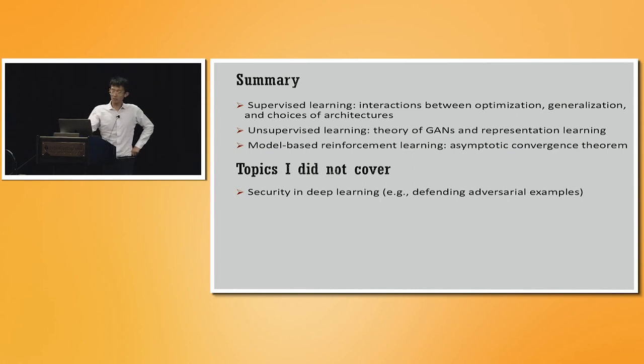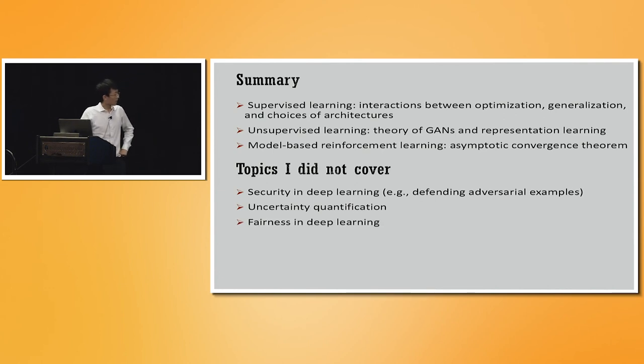There are some topics I didn't have time to cover. So security in deep learning, especially defending against adversarial examples, is a pretty hot topic these days. And certainly, some theory is required to have a provable defense. And certainly, quantification, I think this is another very interesting area that is not quite explored enough. And fairness in deep learning is another hot area. We have a series of fairness issues with machine learning and deep learning that we have to resolve, and also meta learning, which is another hot area.